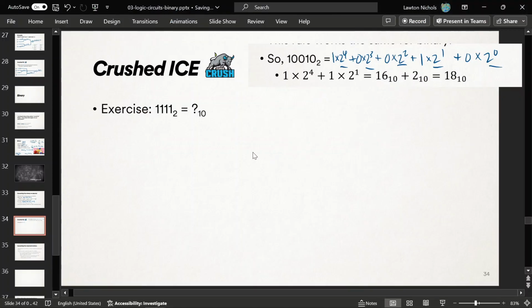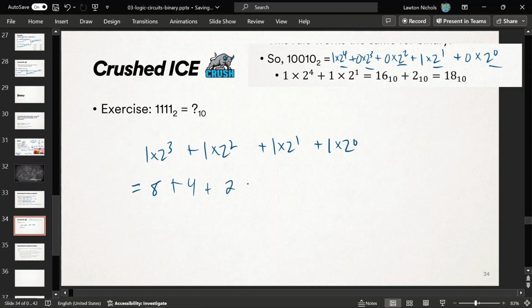So, alright, the biggest 4-bit number. This is a 1, right? 1 times 2 to the 0, plus another 1 times 2 to the 1, plus 1 times 2 squared, plus 1 times 2 cubed. And so that's going to be 8, plus 4, plus 2, plus 1. This is what, 10, plus 5 is 15. So the answer is, in fact, 15 in decimal land.